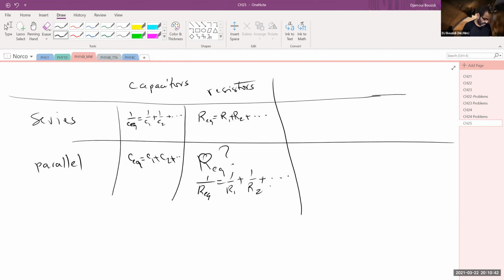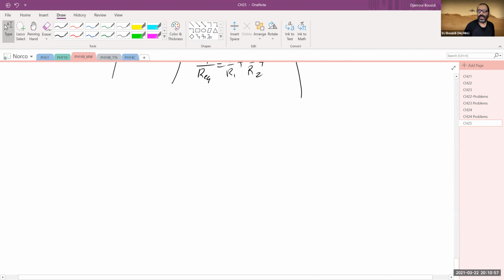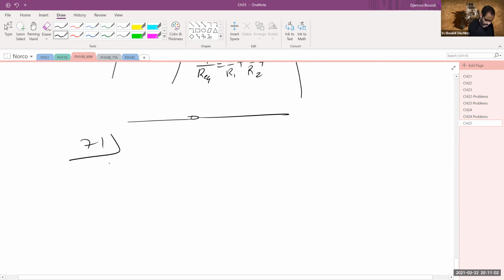The example we're doing is 71 because 70 is identical, except you have two capacitors in parallel, which means that you have to get their equivalent and do all of this. So we're going to do problem 71, from this chapter, again, the 15th edition.